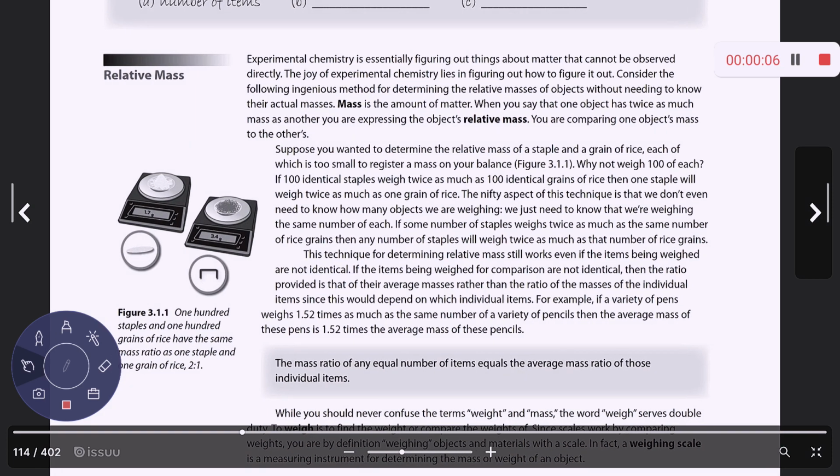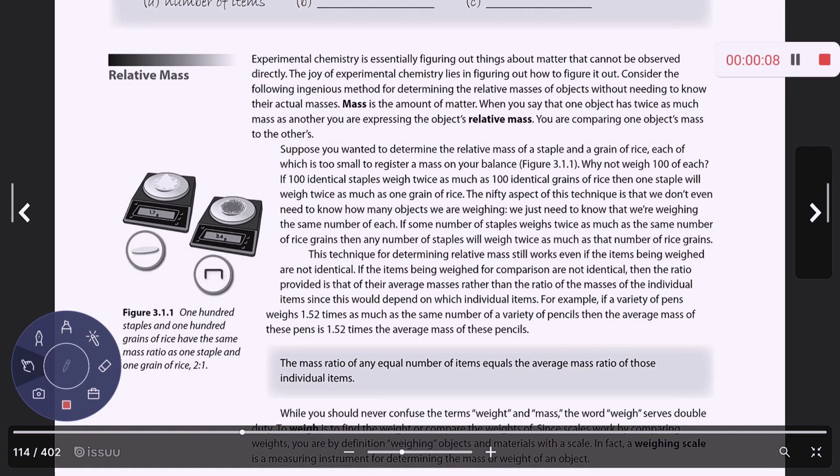Relative mass. In chemistry, it's really hard to observe the mass of some things directly because they're so small, like atoms and molecules. When we're talking about the mass of something, we're talking about a quantity of matter. If I compare one object to another, we're talking about relative mass, and we would have to have the same quantity of each substance that we're comparing.